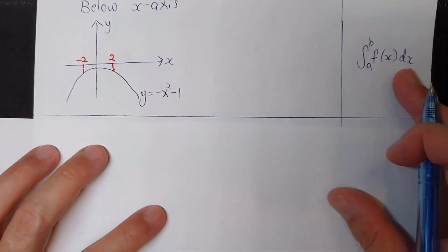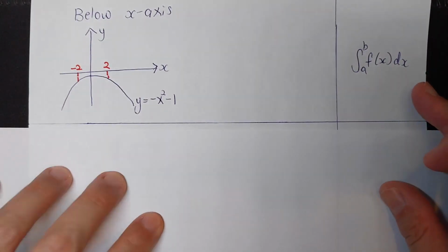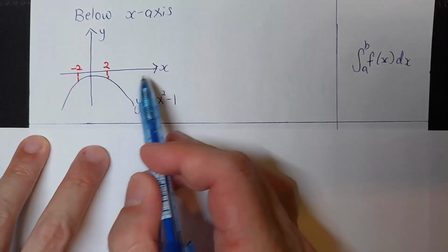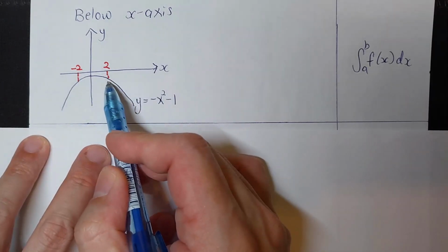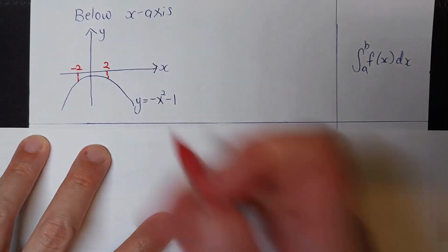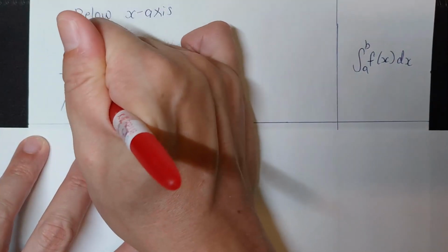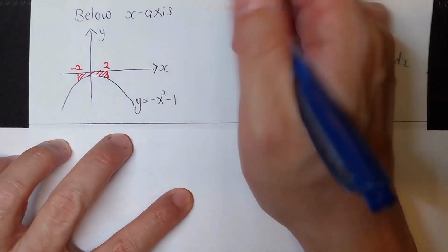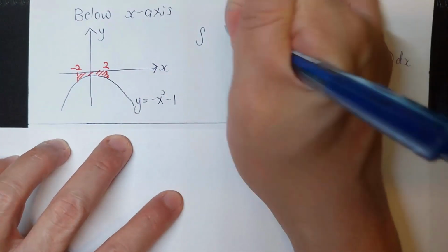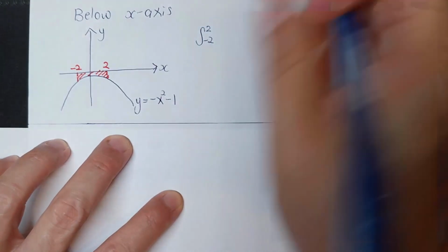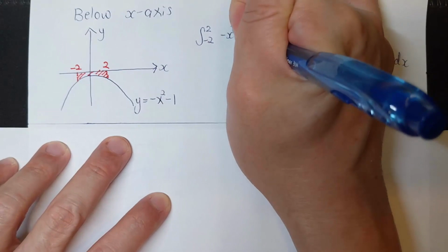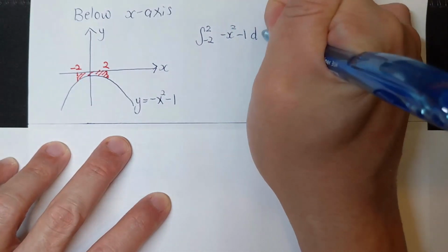Now, what happens if the curve is below the x-axis? So we'll find the area bounded by the curve, the x-axis, and the upper limit will be 2, the lower limit will be negative 2. The area will be this shaded region here. So I'm going to integrate from 2 to negative 2 this new function here, negative x squared minus 1 dx.